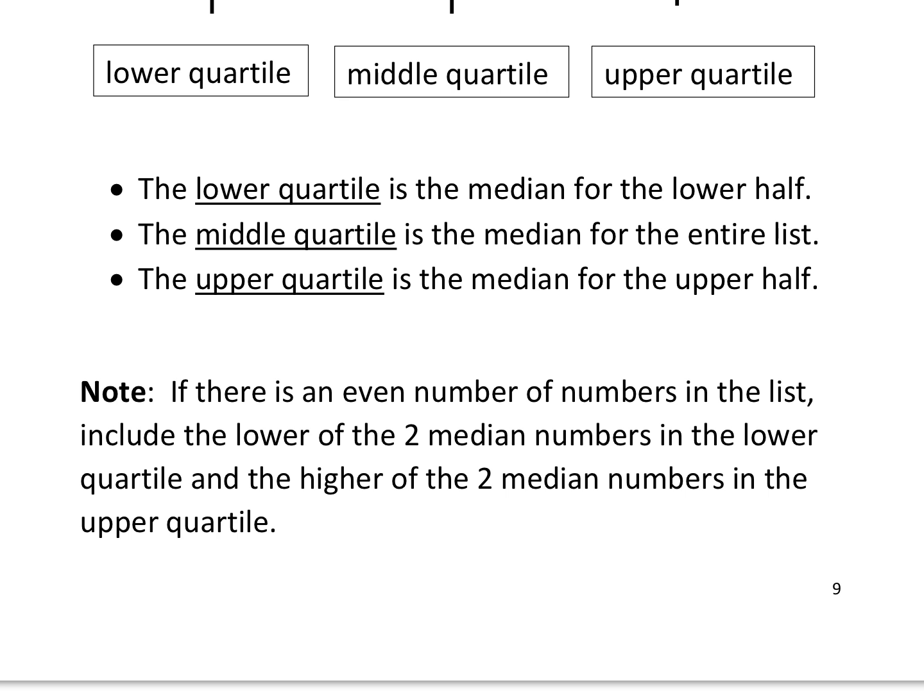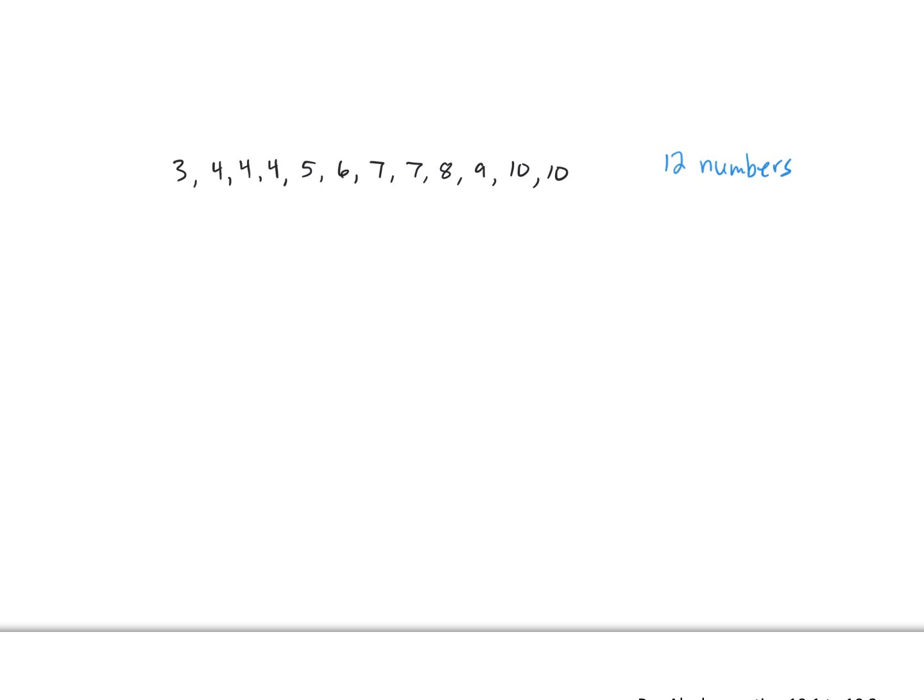Now, if you have an even number of numbers in your list, remember that we find the median by averaging the two numbers. So in this case, what we would do is we would include the lower number into the lower quartile and the higher number into the upper quartile. So let's take a look at what that would look like. Here's an example of a list of 12 numbers. So if we're going to find the median, we would have to put 6 numbers on each side, which means the middle of my data set is right there.